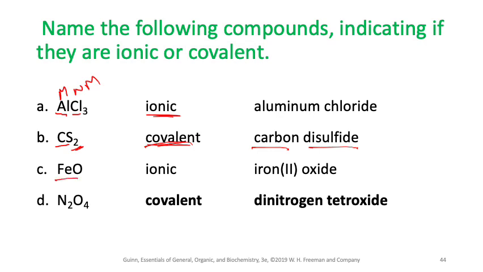FeO: iron is a metal, oxygen is a non-metal, metal plus non-metal, so it is an ionic compound. What was the charge on iron in this case? +2, because oxygen is -2, so iron(II) oxide. The fourth one is non-metal again, so it is a covalent compound, and the name will be dinitrogen tetroxide, since 2 is di and 4 is tetra. So this is how you can identify whether the given compound is covalent or ionic, and how we should name those compounds.